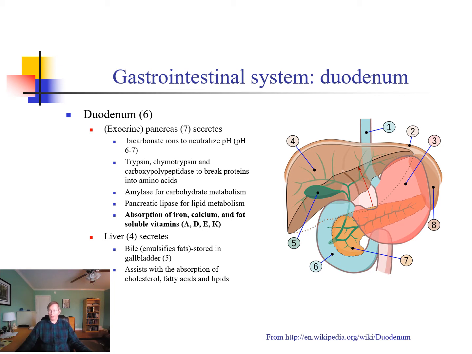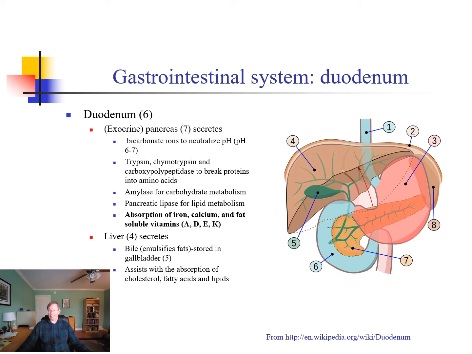In particular, the first thing it will release, or one of the things that it will release, is bicarbonate ions to neutralize the pH or get it fairly close to a neutral pH. And that's because the enzymes that come from the pancreas have an optimal pH of between about 6 and 7. So I'll have trypsin, chymotrypsin, carboxypeptidase, which will break down further the proteins into their component amino acids.